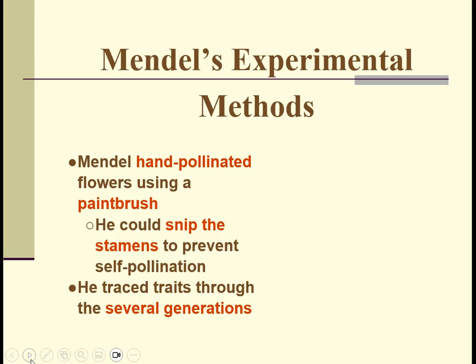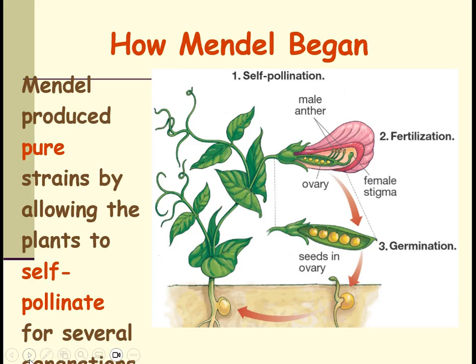Mendel's experimental methods. Mendel hand-pollinated flowers using a paintbrush. He could snip the stamens to prevent self-pollination. He traced traits through several generations. How Mendel began: Mendel produced several strains by allowing the plants to self-pollinate for several generations.